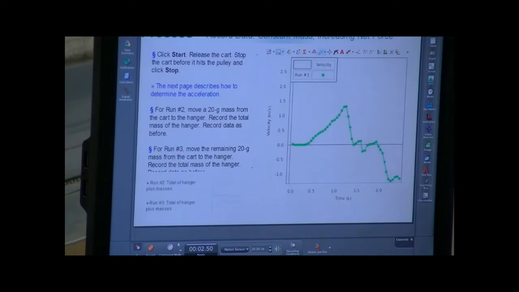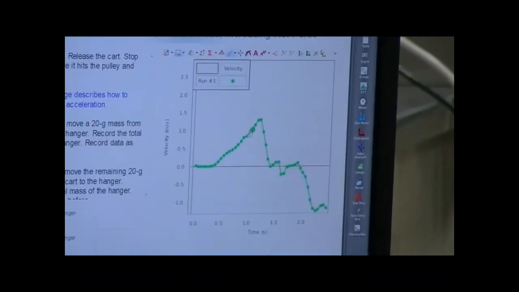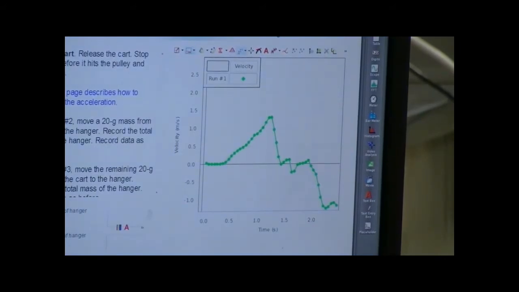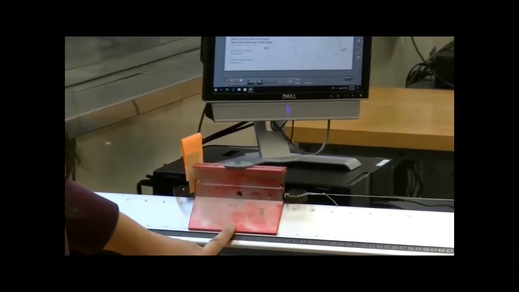Okay, so that's our first run. You can see that the velocity has a somewhat linear increase, meaning a constant acceleration. So we're going to do this again with a change of masses. So we're going to keep 20 of the masses on our cart, and we're going to take the other 20 and put it on our hanger so that the total mass of the system is the same. And we'll go ahead and do the second run.